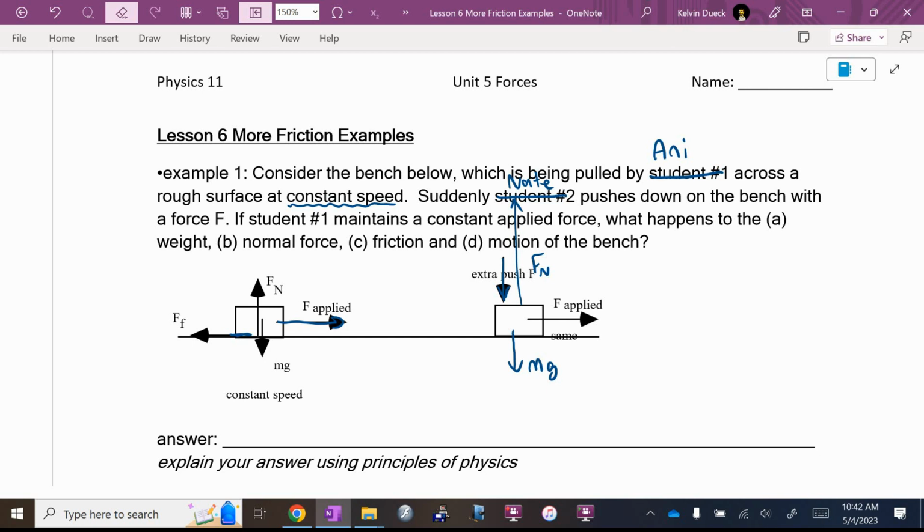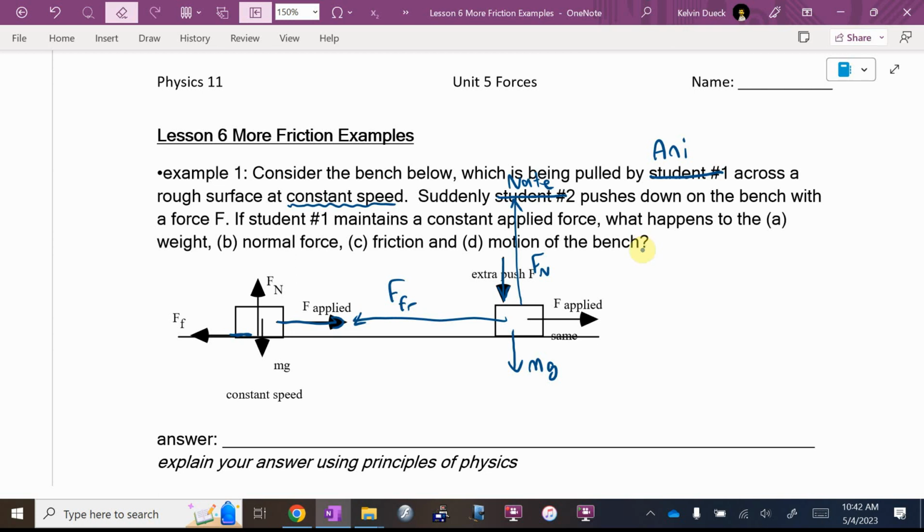Okay. F applied hasn't changed. The question says you're still pulling with the same applied force. We introduced the concept of the applied force to you yesterday. If the normal force goes up, though, what other force goes up? Now be something like that, because friction equals mu times the normal force.